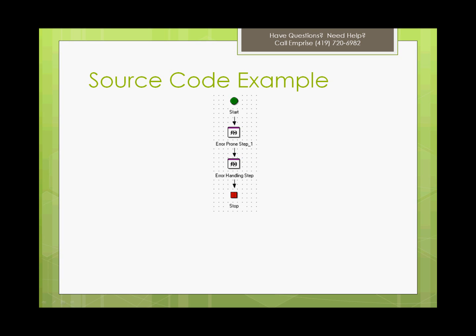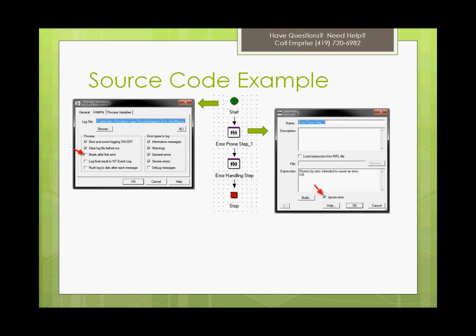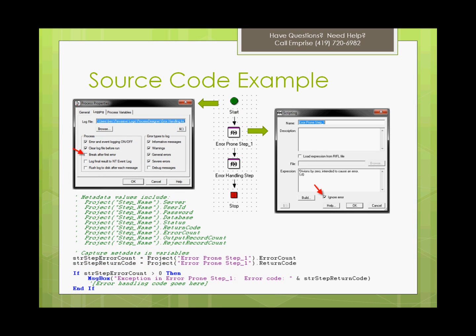To implement responsive error handling, the process must not be configured to break on first error. Additionally, all steps should be set to ignore error. Then, by inserting RIFL script steps, we can handle errors appropriately.